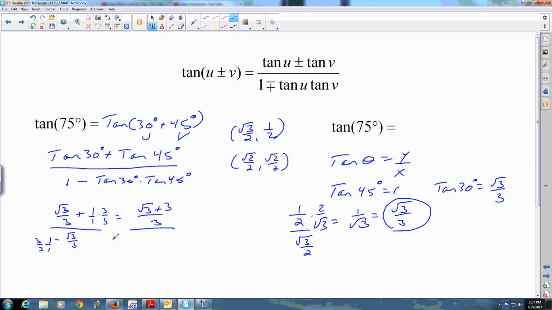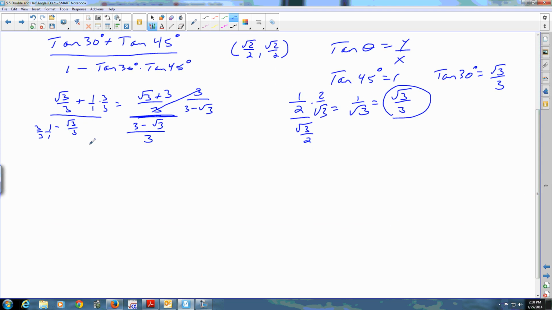3 over 3. So the bottom is 3 minus the square root of 3 over 3. Now you're dividing here, so you're going to multiply by the reciprocal. 3 minus the square root of 3. The 3's cancel. Let me scroll down, give myself a little more room. Okay, so this becomes, and I'm going to turn this one around so it's similar to that one, 3 plus the square root of 3 over 3 minus the square root of 3.